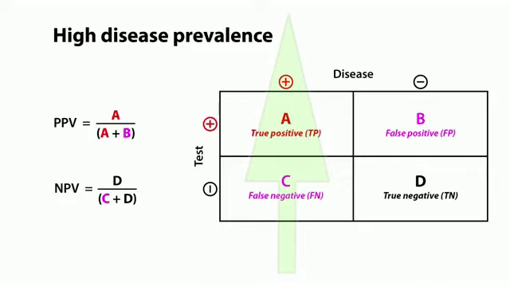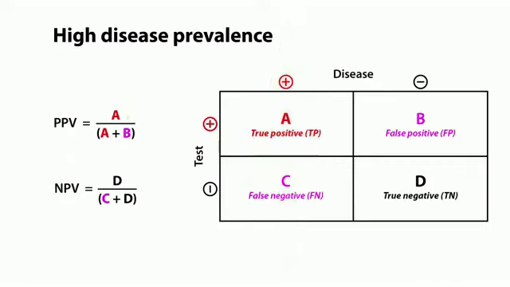So if you're increasing the true positives and the false negatives, what is that going to do to your positive predictive value? Looking at the equation, if you increase your true positives, it's going to increase the numerator. By increasing the numerator, you're going to increase the positive predictive value of the test. So high true positives and high prevalence equals a higher positive predictive value.